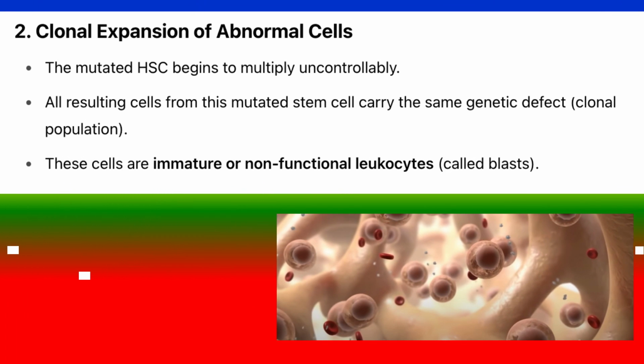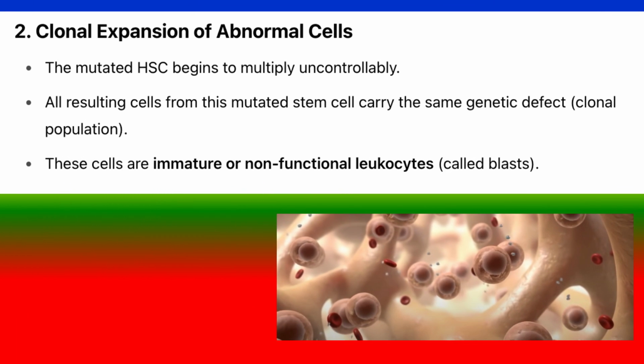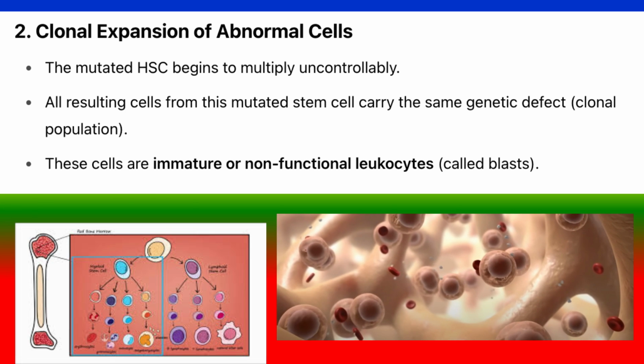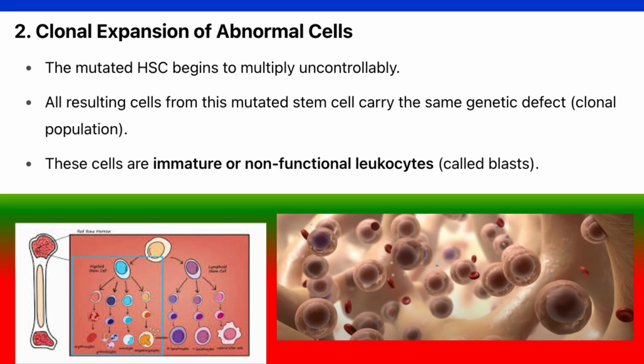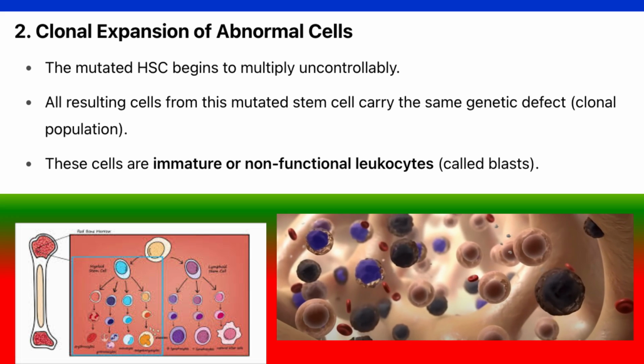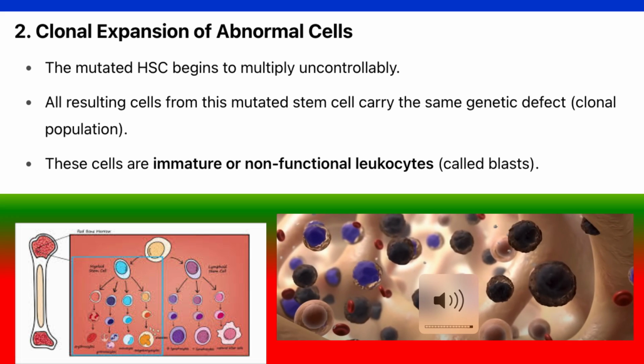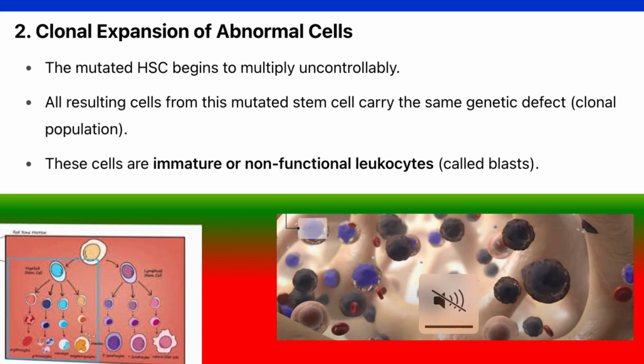2. Clonal expansion of abnormal cells. The mutated HSC begins to multiply uncontrollably. All resulting cells from this mutated stem cell carry the same genetic defect, a clonal population. These cells are immature or non-functional leukocytes, called blasts.